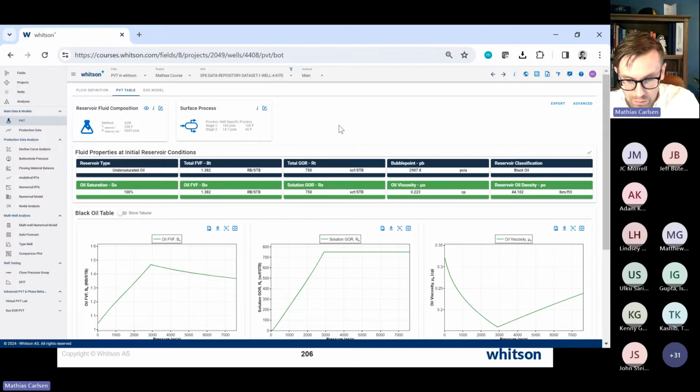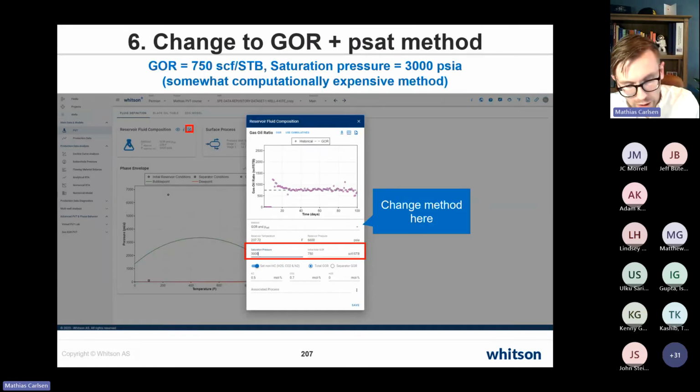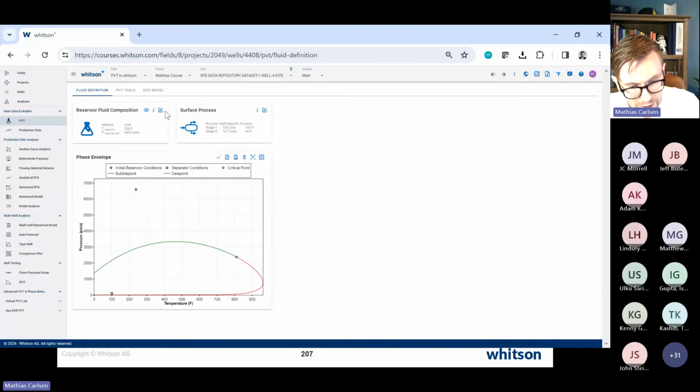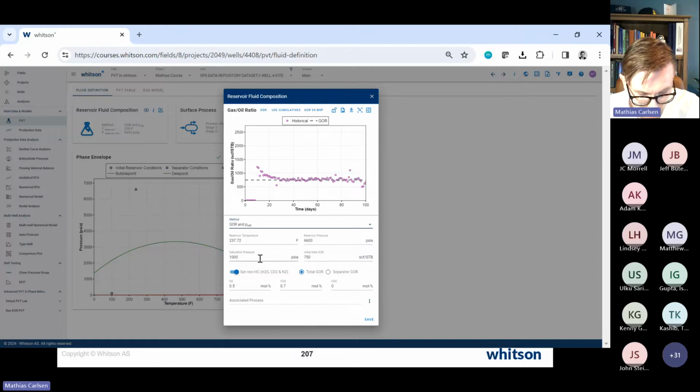Okay, the saturation pressure is now 2,900. But I talked to someone that did work on this well, and they're absolutely convinced that the GOR is 750, but the bubble point is 3,000. So what we're going to do now is go back to the fluid definition and change the method to this method right here, where we input a GOR and a saturation pressure by force. Okay, so the saturation pressure should be 3,000, and then we leave the initial GOR, and I click save.